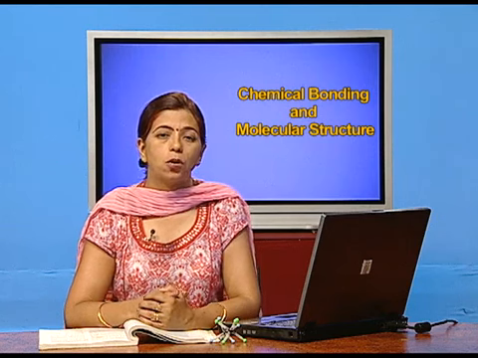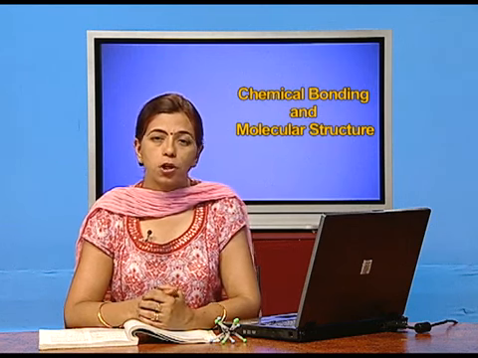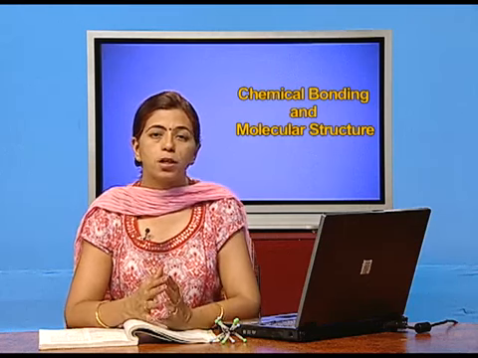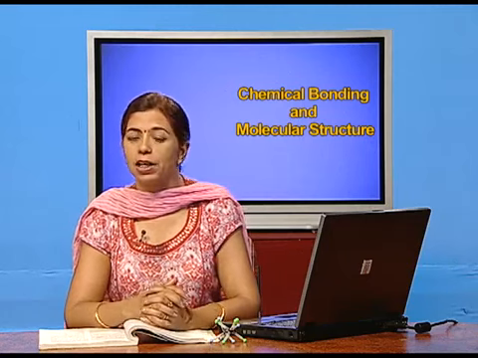Now I'll tell you how to write the Lewis dot structure in the case of a chemical compound. First of all, what we do is we total the number of the valence electrons.